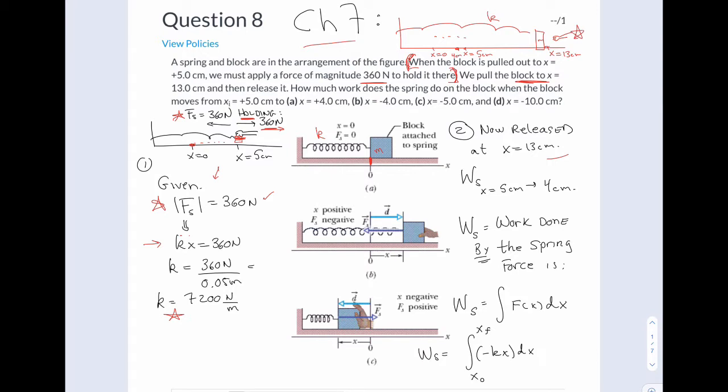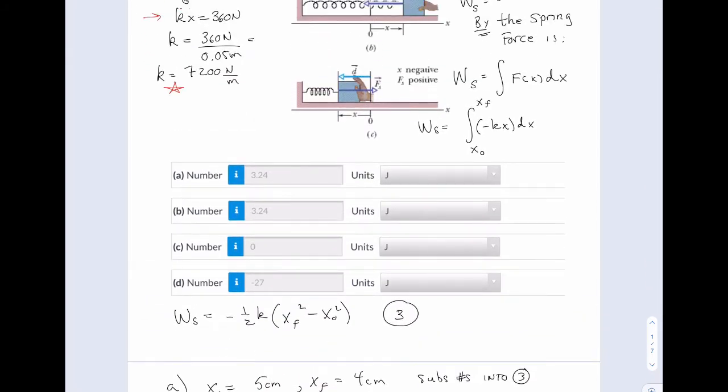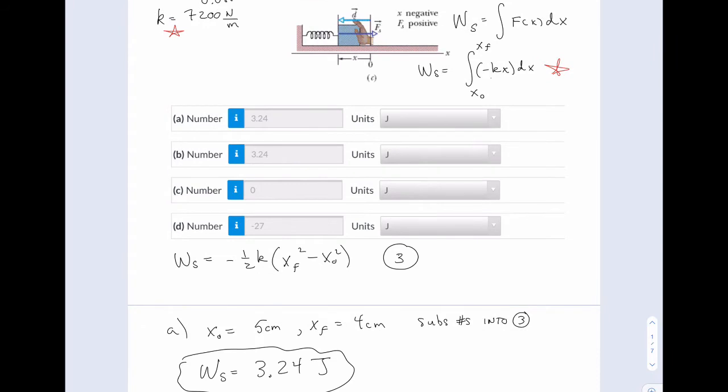Now you let go, and they want to know the work done by the spring as it goes from that point to that point. We showed in our notes the work done by the spring: you have to integrate the spring force. That's an S. So I'm integrating minus kx, remember, the spring force is minus kx, from x initial to x final. So I just do this integral. The minus k comes outside, and I'm integrating x. Just be careful of the plus and minus signs.